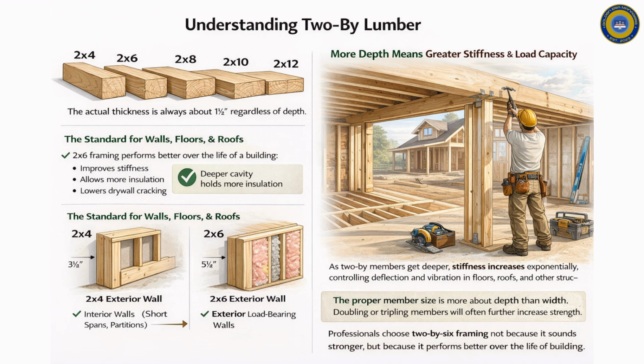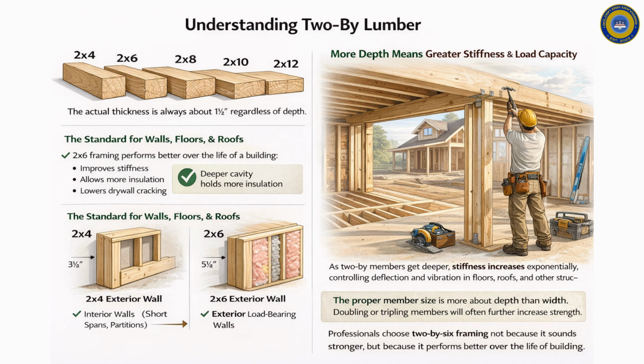2x4s are commonly used for interior non-load-bearing walls, short spans, and partitions. They also appear in older construction standards where insulation requirements and performance expectations were lower. While 2x4s are not weak, they offer limited insulation depth, reduced stiffness in exterior walls, and less tolerance for moisture-related movement over time. 2x6s have become the standard for modern exterior walls and many interior load-bearing walls.